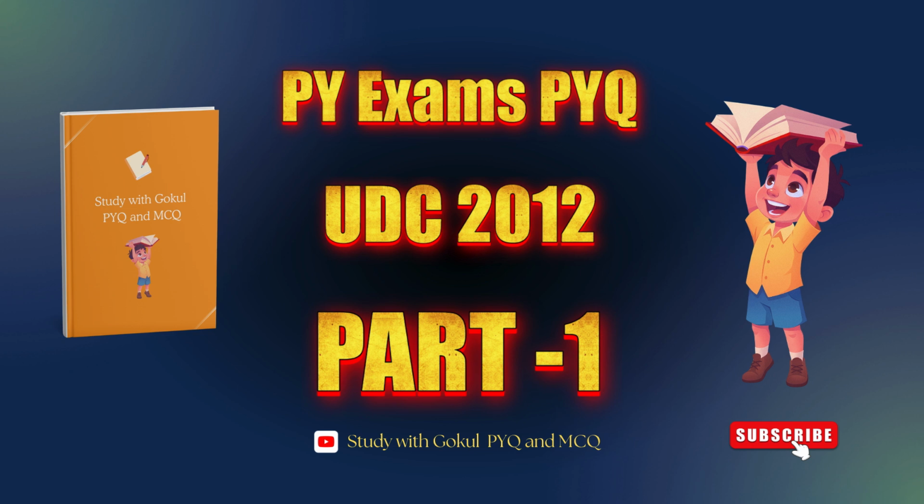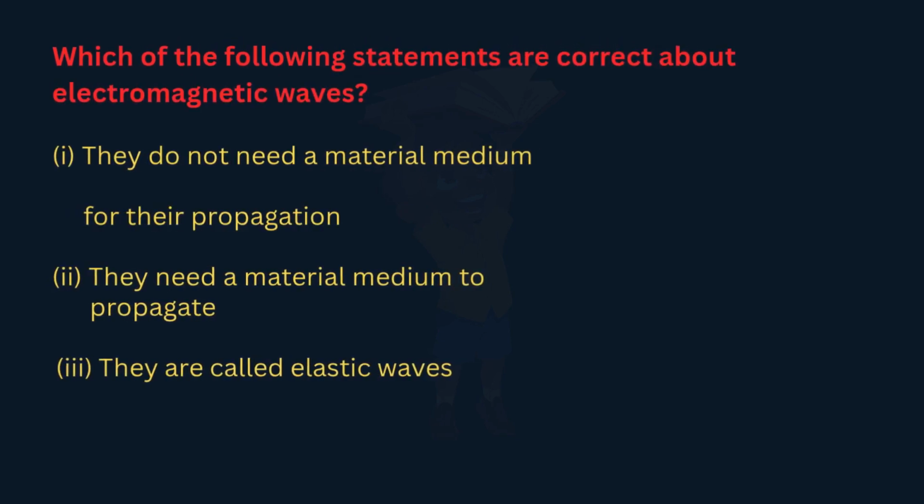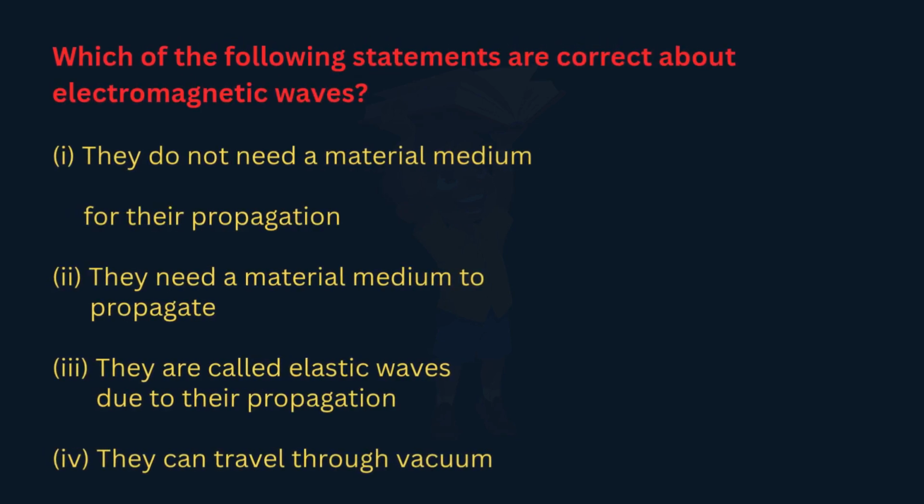Puducherry Exams PYQ UDC Part 1. Which of the following statements are correct about electromagnetic waves? 1. They do not need a material medium for their propagation. 2. They need a material medium to propagate. 3. They are called elastic waves due to their propagation. 4. They can travel through vacuum.